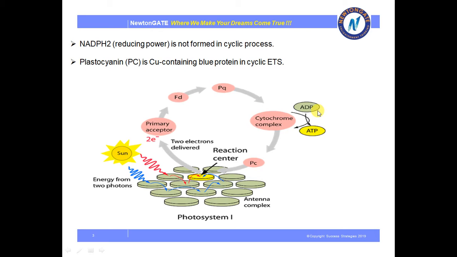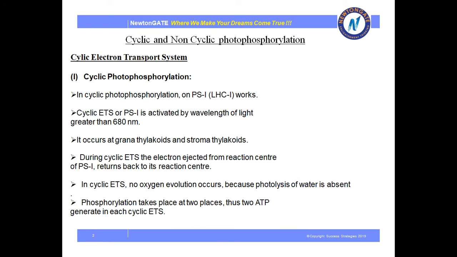So let us go through the points which are included in this slide. First, in cyclic photophosphorylation, only PS1 works. Cyclic ETS or PS1 is activated by wavelength of light greater than 680 nanometer. Very important point, students. Cyclic ETS or PS1 is activated by wavelength of light greater than 680 nanometer.